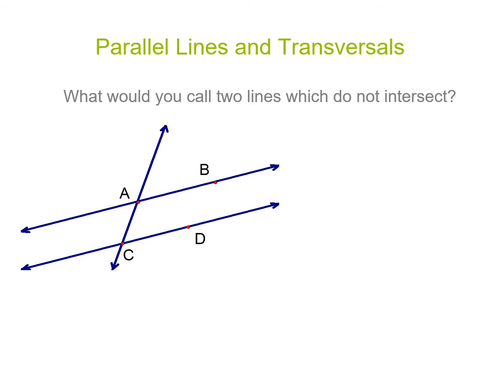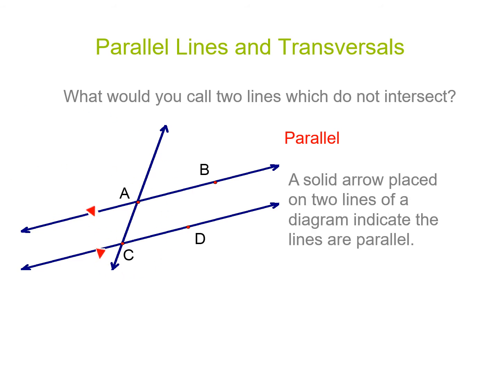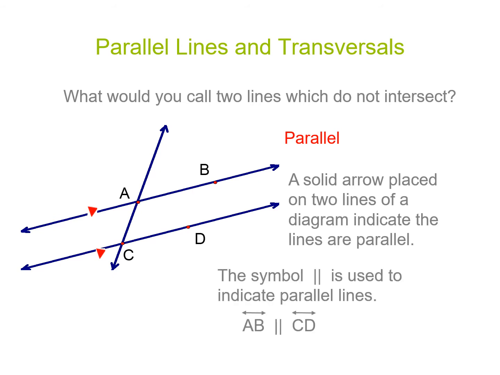So this one we have here, this is the parallel line that we have. A solid arrow placed on two lines of a diagram indicates the lines which are parallel. Which two lines are said to be parallel? So we have this one here, this one, and this one. And then the symbol of parallel is this one. This one is used to indicate a parallel line.